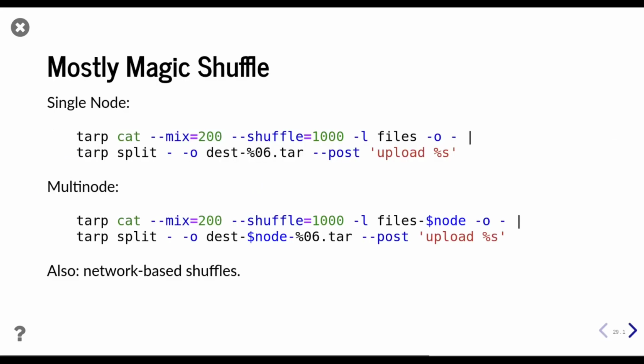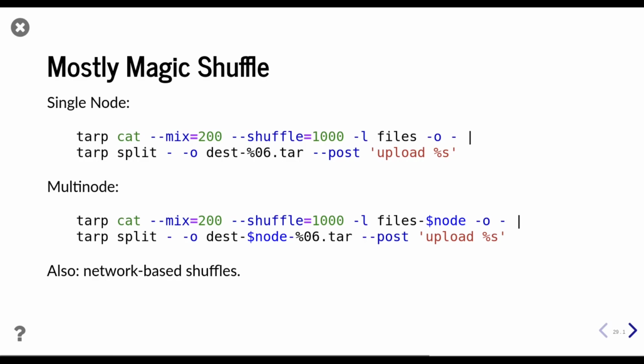As I was saying before, there is no single solution for sorting and shuffling. However, there are some common patterns. If you do all your processing on a single node, you can use tarp-cat with the mix and shuffle arguments and a list of input shards, and then pipe the output to the tarp-split command that we'll discuss later. If you have multiple nodes available, you use the same pattern, but split your input shards among nodes.